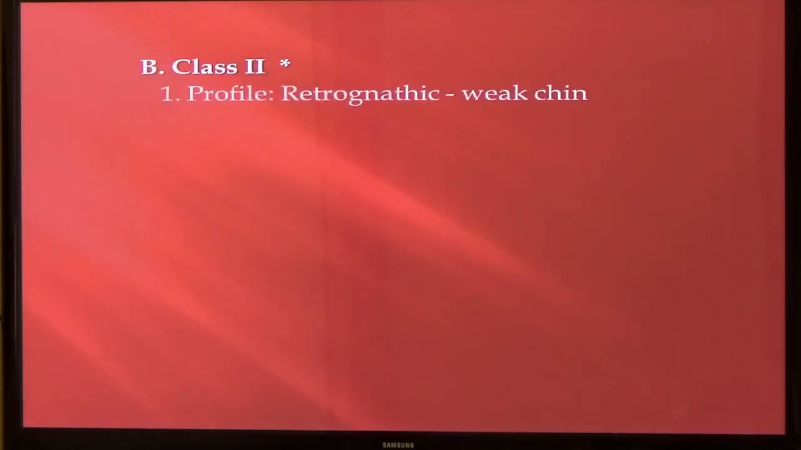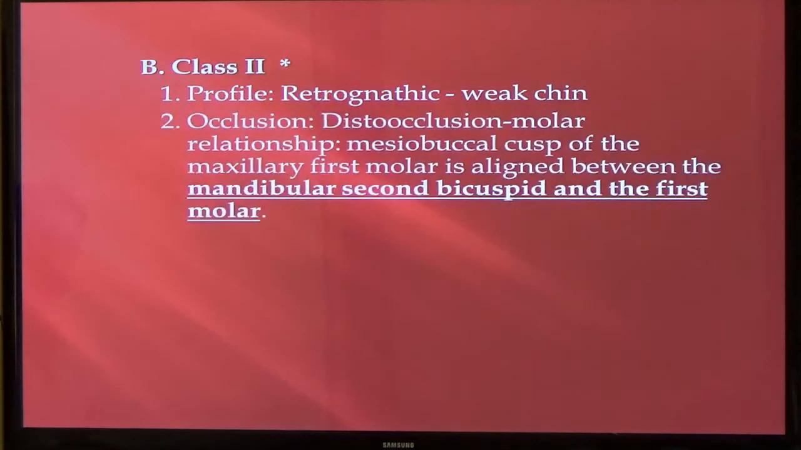Class 2 profile is retrognathic, which is me. I'm class 2. I've got a weak chin, big nose, so if you draw here, here, here, I've got a bigger angle. So profile retrognathic is a weak chin. Retrognathic, class 2. Retrognathic is the word you need to know.